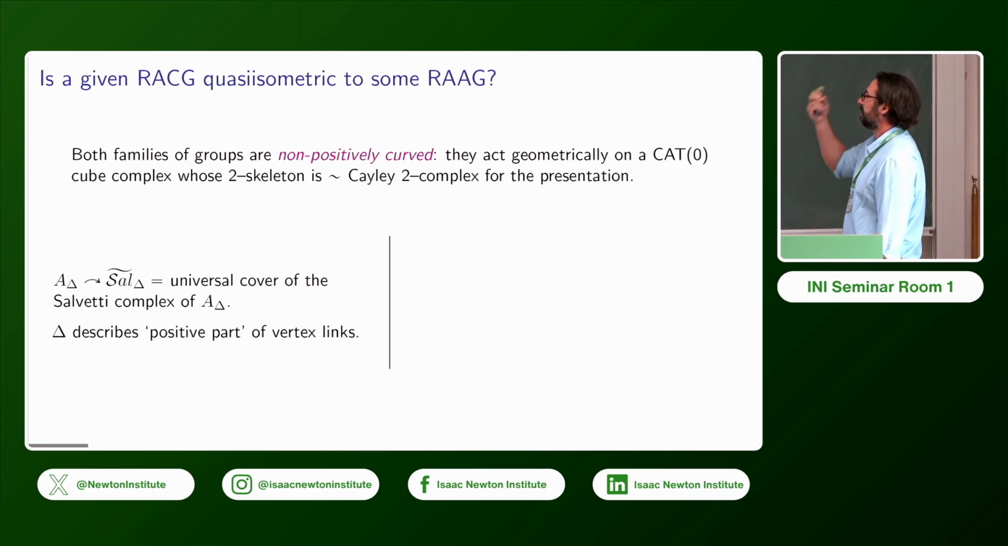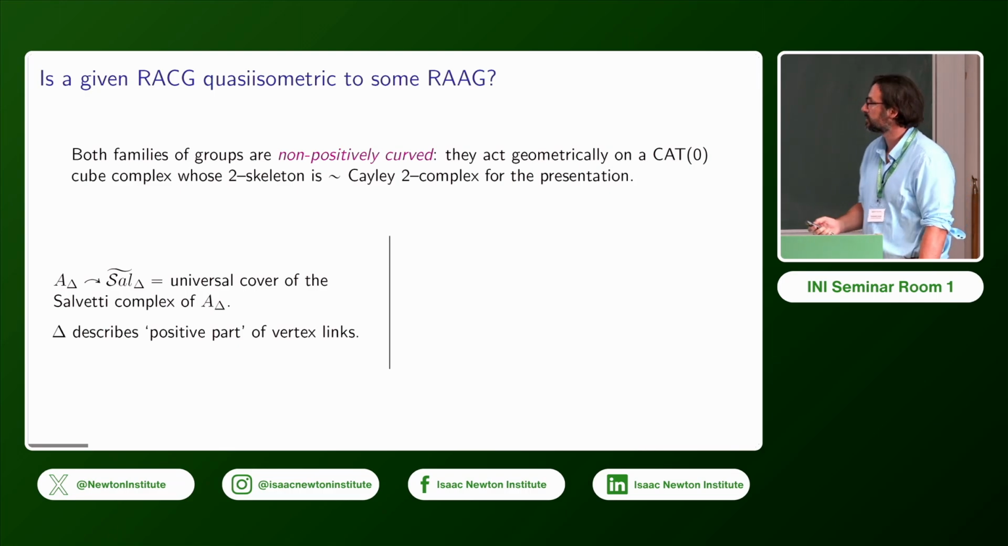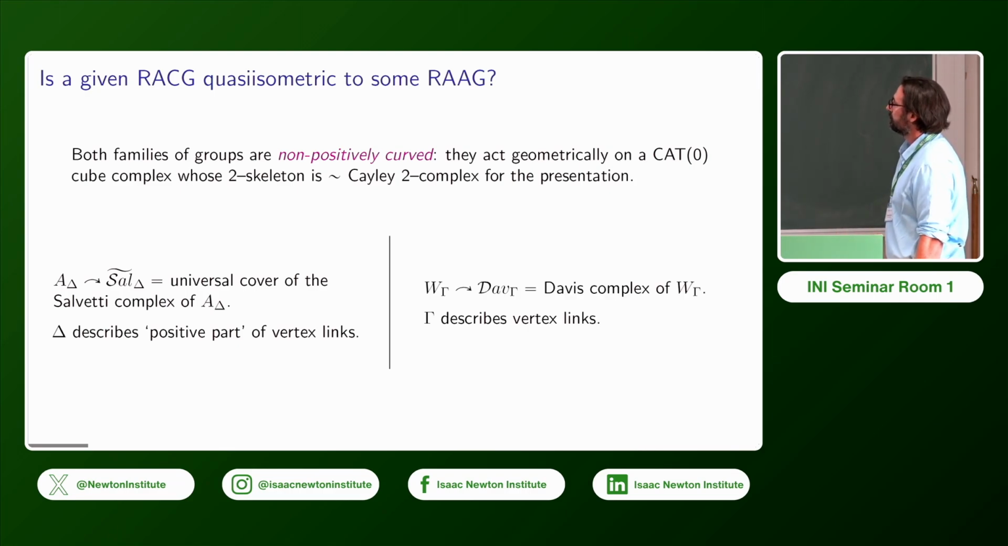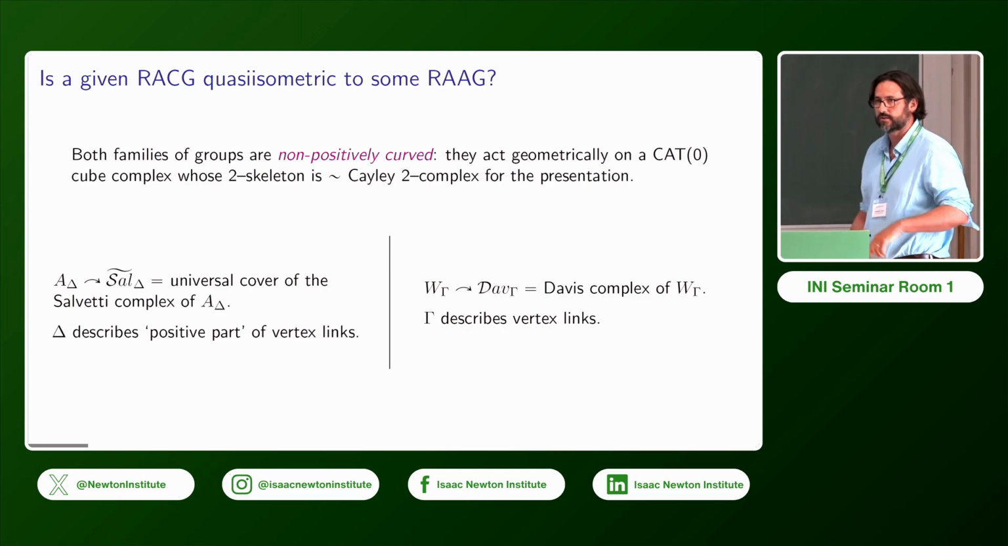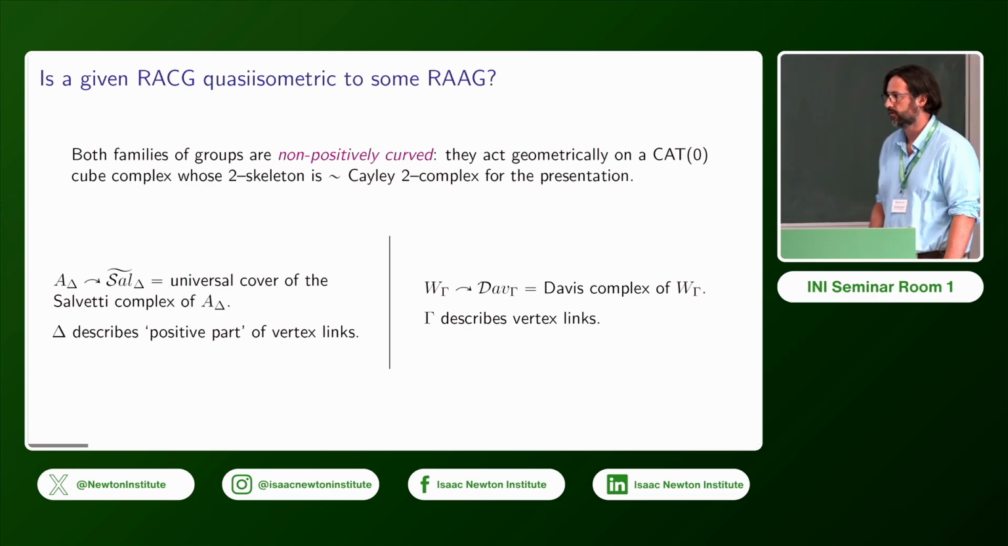And so these cube complexes have names, right? For the right-angled Artin groups, it's acting on the universal cover of the Salvetti complex. And the presentation graph is telling you about the positive part of vertex links. And on the Coxeter group side, it's acting on the Davis complex. And the presentation graph is really telling you the full link of a vertex.